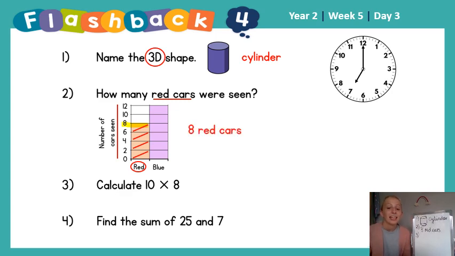Okay, question number 3. Calculate 10 times 8. Now I can do 10 times 8, but 8s are quite tricky to count in, so I can swap it round and also work out 8 times 10. So we'll start with 8 times 10 because that is the easiest. So we need 8 fingers and counting in 10. 10, 20, 30, 40, 50, 60, 70, 80. So 8 times 10 equals 80.